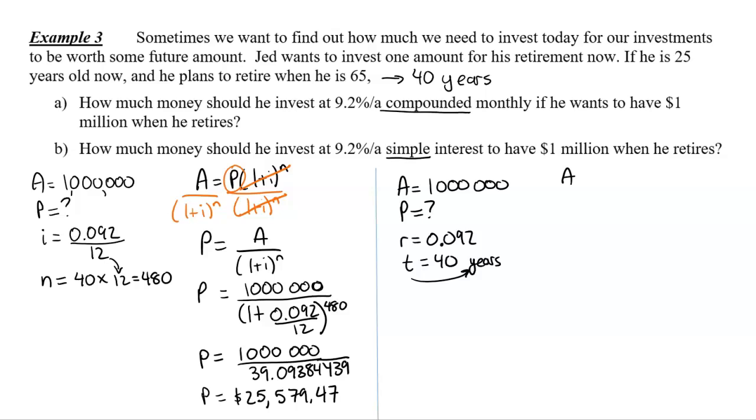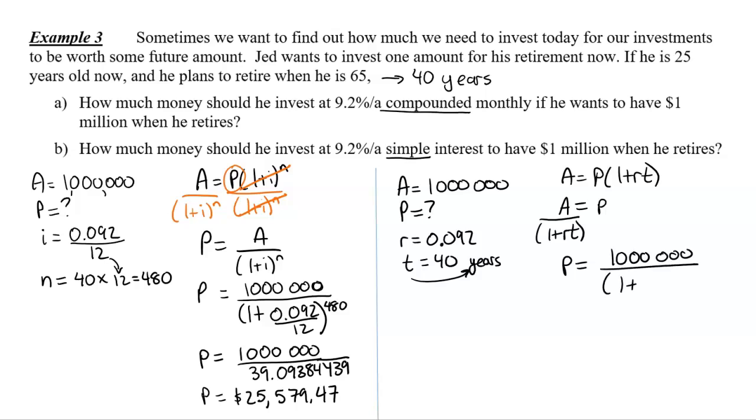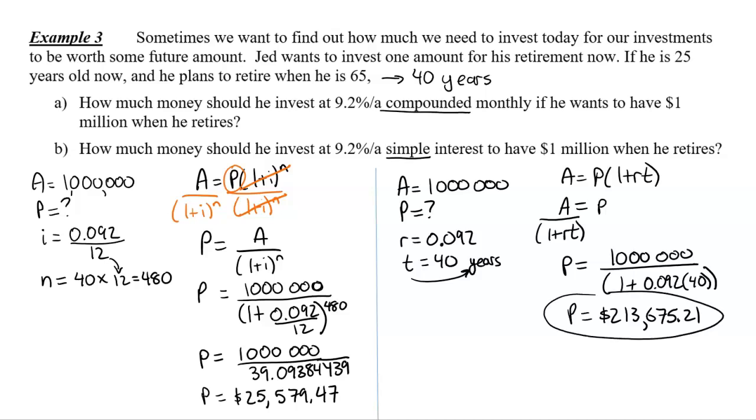So if that's the case, we can go ahead and use our A equals P times 1 plus rt equation. We rearrange that first for P by dividing by 1 plus rt on both sides. And so we get the following. So now we sub that in, we get $1 million divided by 1 plus, in brackets, 0.092 times 40. And we're going to find that that equals $213,675.21.